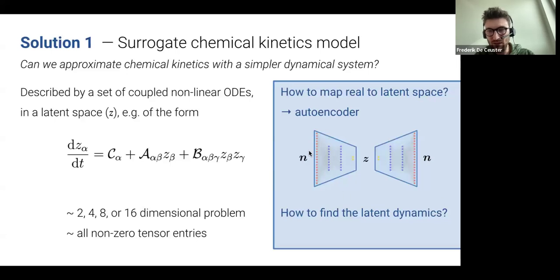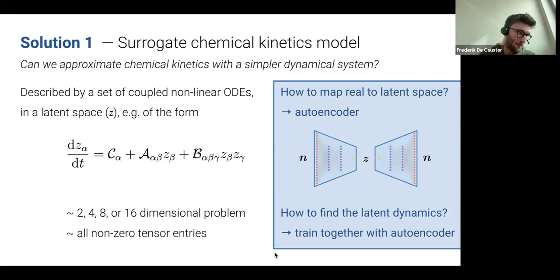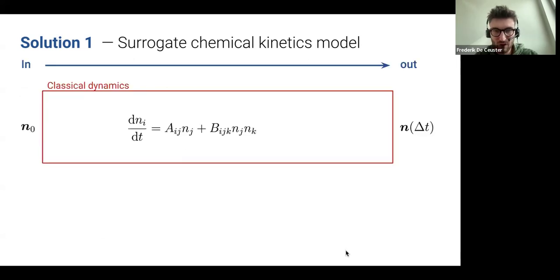And then how to find the latent dynamics? For that, we train the weights. The weights are the coefficients of these tensors C, A, and B, together with the weights of this autoencoder. And we train this on a set of 30,000 chemical kinetics models that we just had lying around. So we had a bunch of models lying around from a sensitivity analysis, and we just checked whether this might work.